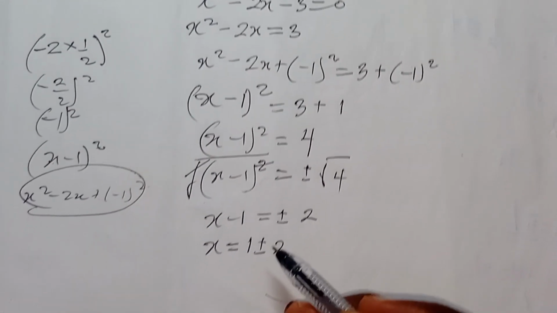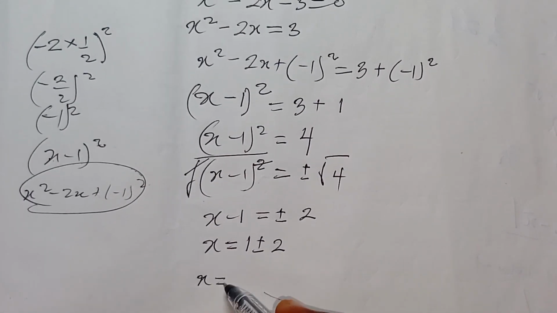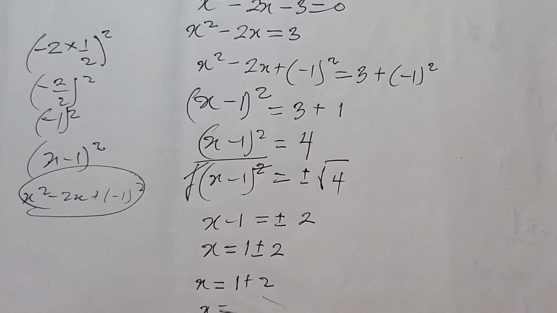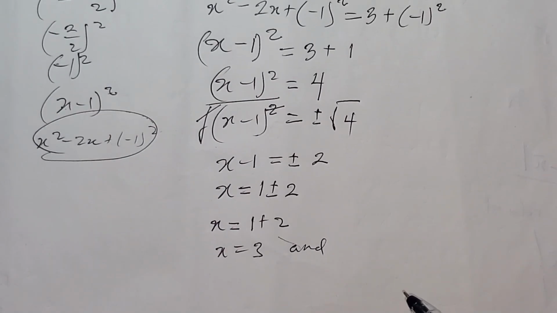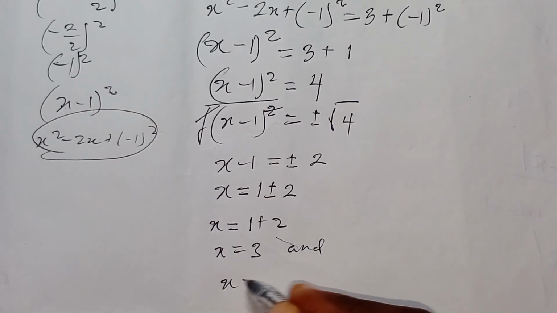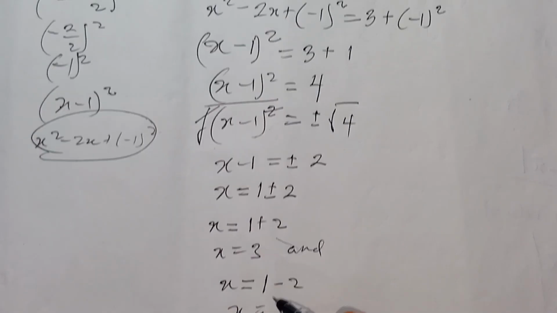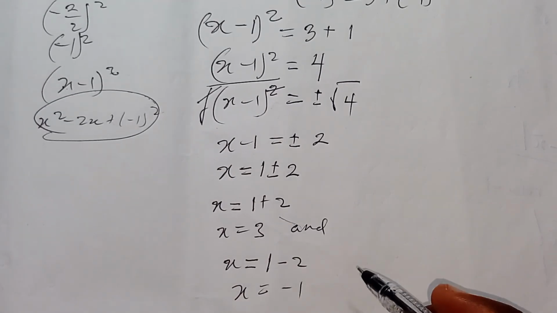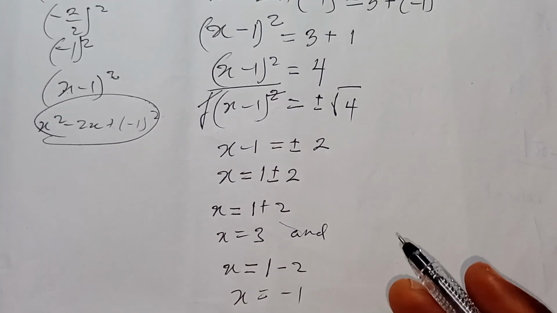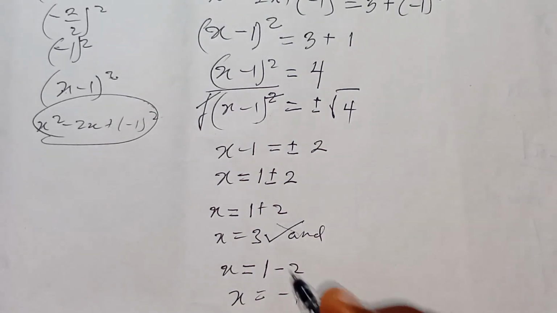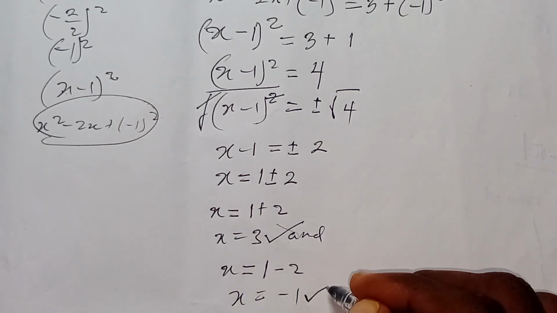Plus or minus 2 simply means x will be equal to either 1 plus 2, which is x is equal to 3, and x will equal 1 minus 2, which is x is equal to minus 1. Therefore, we can say the values of x are x is equal to 3 and x is equal to minus 1.